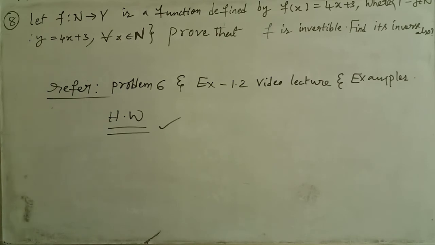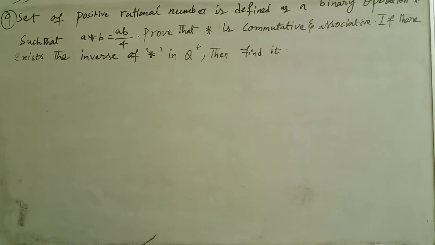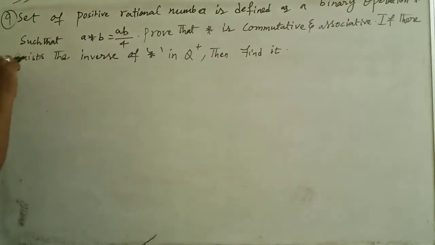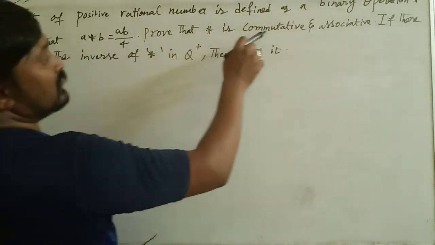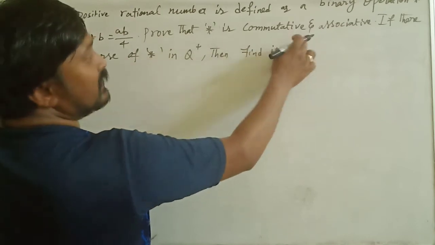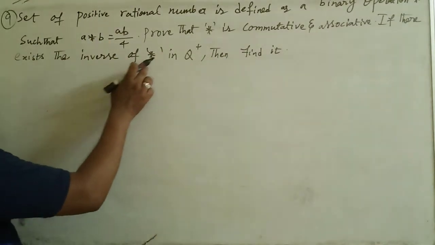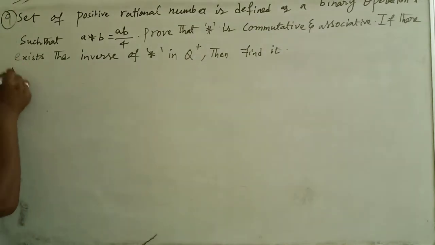Let's move on to your ninth problem. The next one is very important and was given in 2013. The set of positive rational numbers is defined with a binary operation star such that a star b is equal to ab upon 4. Prove that star is commutative and associative. If there exists the inverse of star in Q plus, then find it. It is a very simple solution.